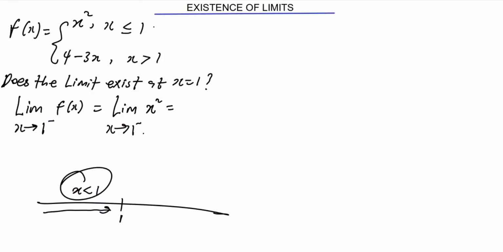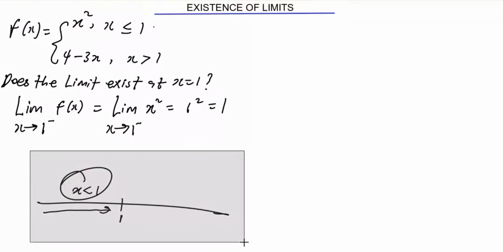Remember, this 1 minus doesn't mean minus 1, it means just 1 that we are checking. So here I will have 1 squared if you use direct substitution, and the limit is equal to 1. It has been evaluated that way.